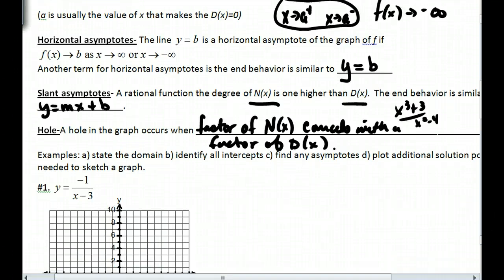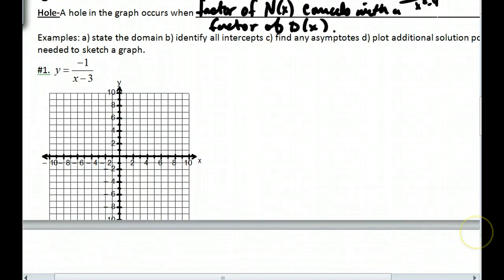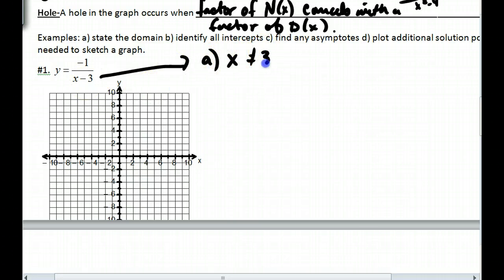Okay, so let's get into some examples and see how this goes. First of all, in number 1, we want to see what the domain is. Well, I hope that you can tell by the denominator. For the denominator, x can't be 3. If x is 3, then we have an undefined function. This is going to be a vertical asymptote because I have no factors that can cancel here.